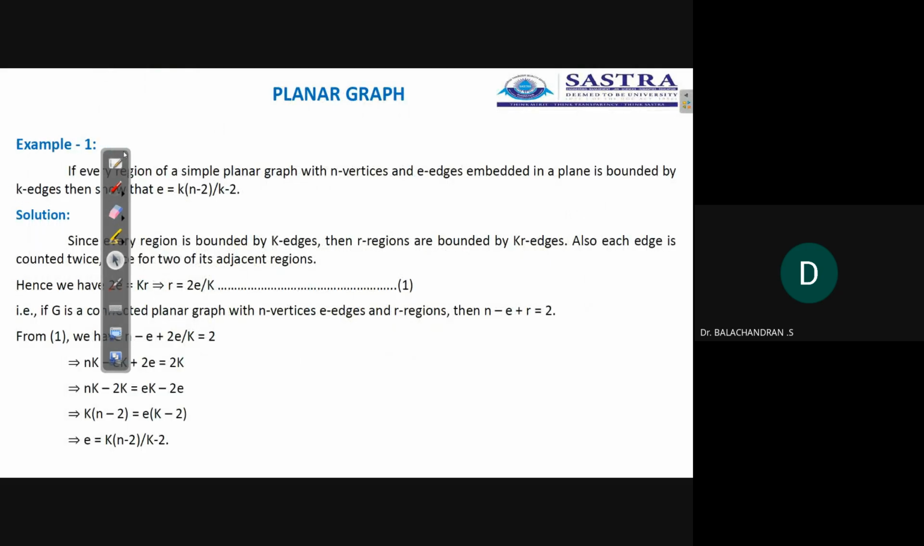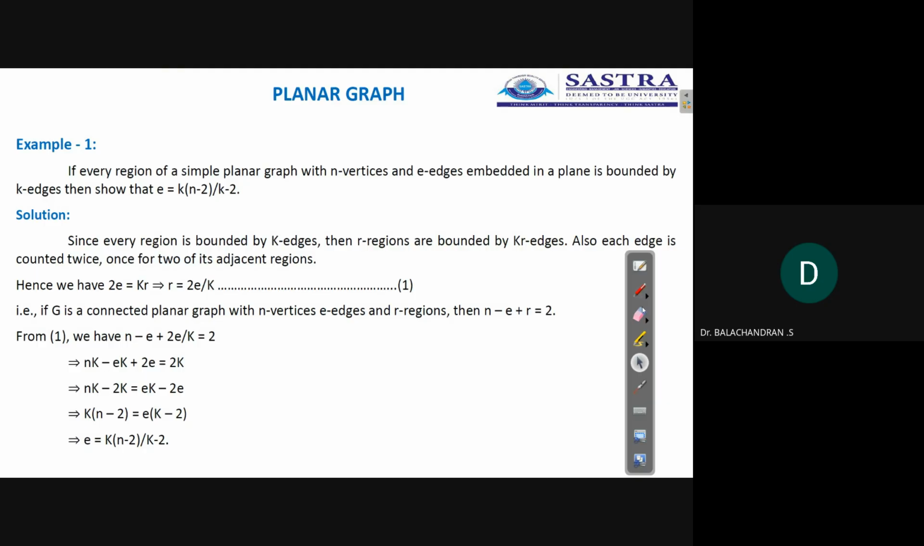Okay, now we will discuss some problems on planar graphs. The first one: if every region of a simple planar graph with n vertices and e edges embedded in a plane is bounded by k edges, then show that e equals k times n minus 2 divided by k minus 2.